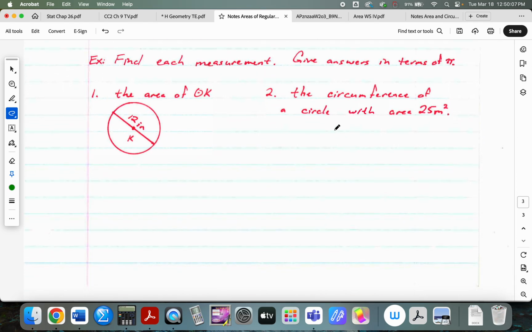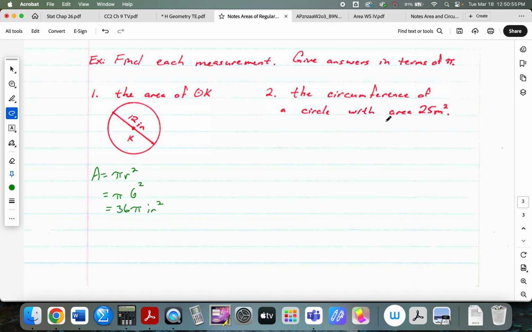So here, let's find each measurement, give answers in terms of pi. Let's find the area of circle K. Now the area is pi times the radius squared. So it'll be pi times 6 squared is 36 pi square inches. By the way, occasionally students ask, do you want me to give an exact answer? And my answer to that is, I just did. This is an exact answer. Any decimal you give is an approximation, no matter how many decimals you decide to write out.